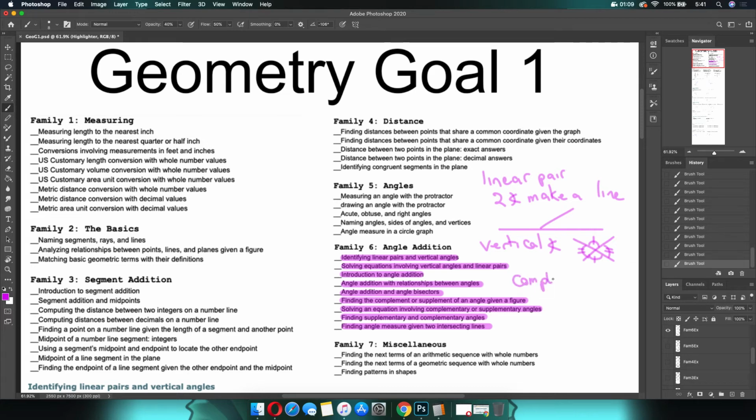So complementary means you're going to add up to 90 degrees, and supplementary means you're going to add up to 180 degrees. Supplementary in particular pops up over and over again. So I'm going to leave this up for a few seconds. Make sure you have these definitions in your notebook, and then we can start burning through our topics.